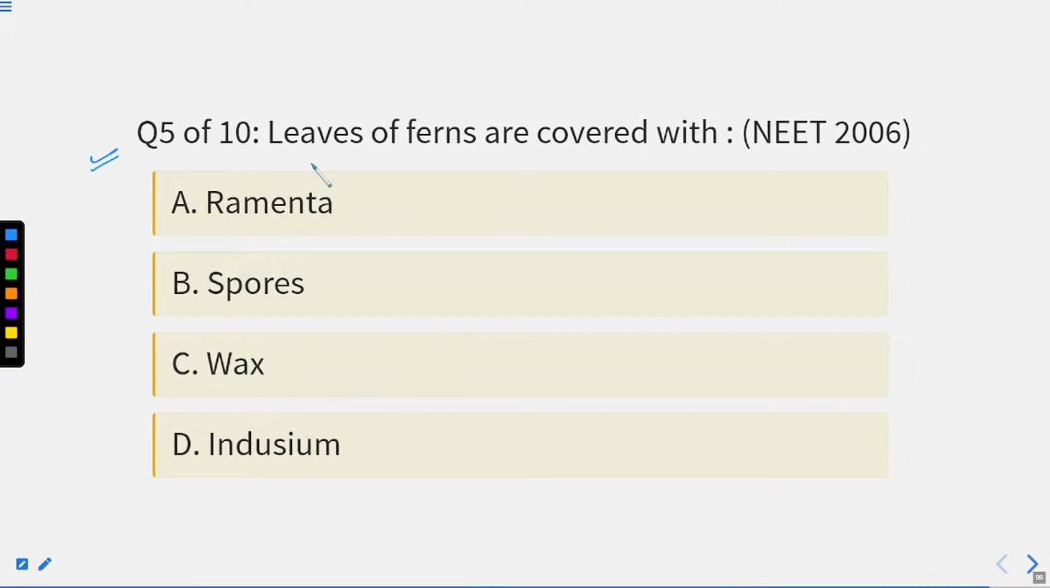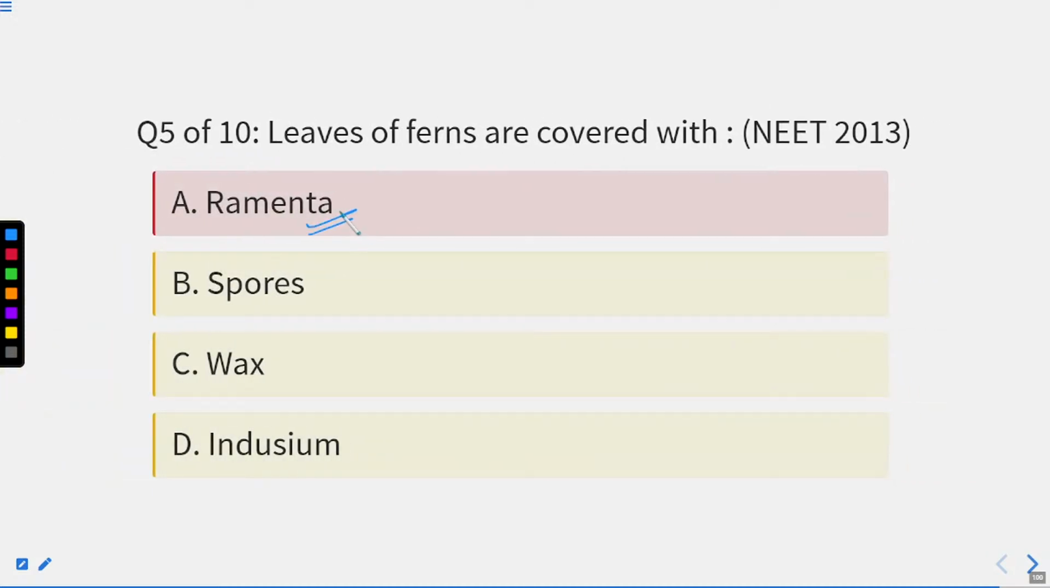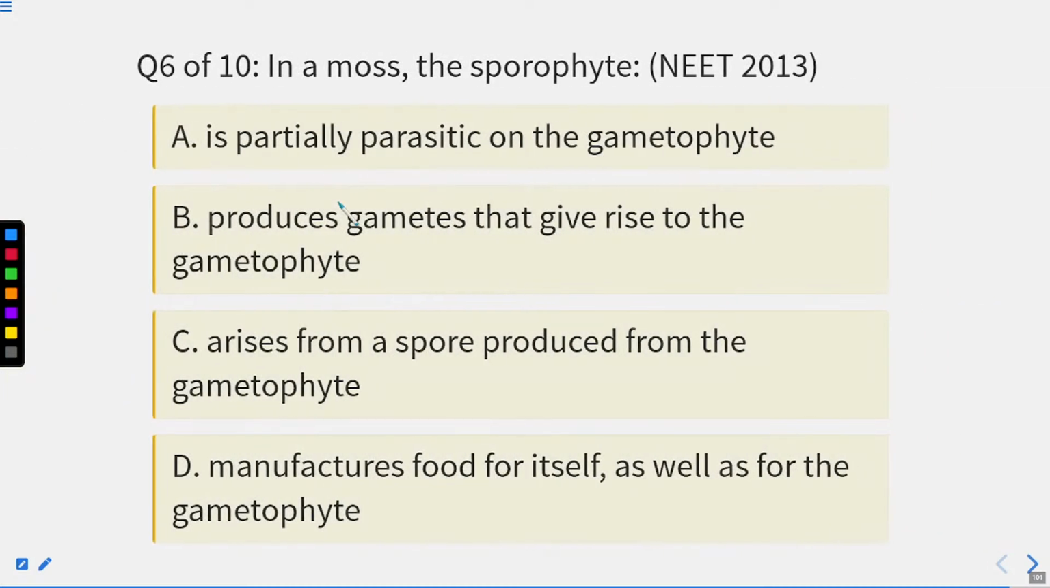Last question. Leaves of the ferns are covered with ramenta, spores, wax and indusium. So indusium we have seen in the case of sporangium. Wax is not found and spores are not present there as a covering. Spores are present in the sporangia. So what is present on the leaves? That is ramenta. Ramenta is the hair-like structure that is present. So I am giving you some questions that you can note down and later we can discuss them.